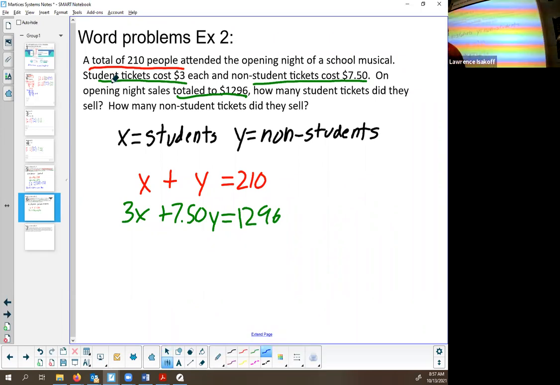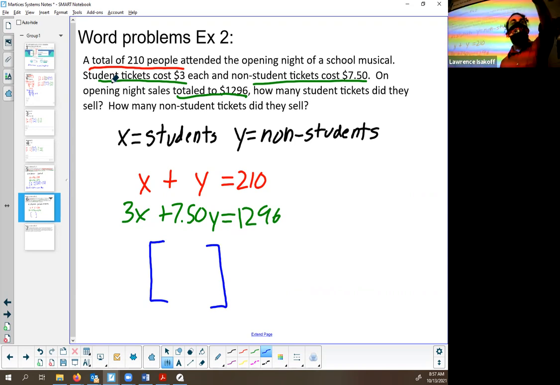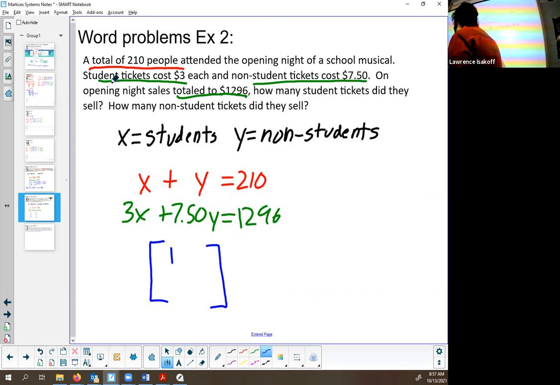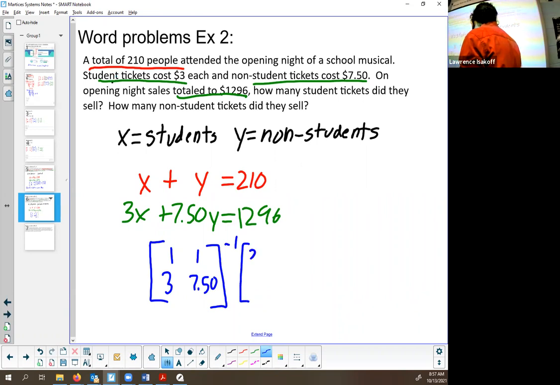So here with this, since this is just X and Y, what goes on the top row of my matrix? Good, 1 and 1. Please do not forget about that. Not that I was seeing issues with that with yesterday's work. I just want to emphasize that point. That's going to be 3 and 7.50 to the -1. And now I have my answer matrix, 210 and 1,296.